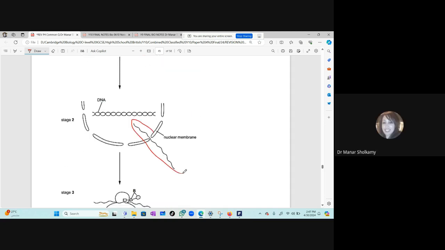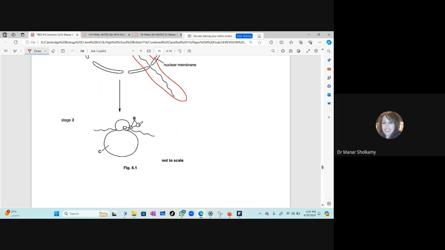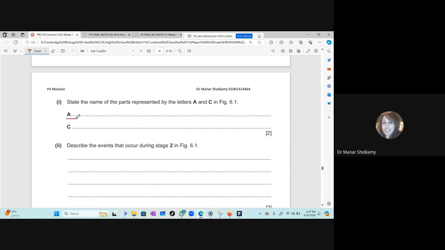This is the messenger RNA. And the messenger RNA will attach to a what? What is C? Ribosome. Very good, a ribosome. And what is B? Amino acid sequence. Very good, amino acid sequence. So we already labeled A. We said A is the gene and the C is the ribosome.